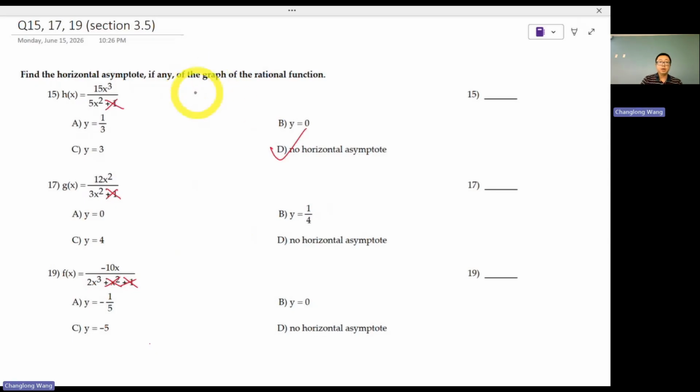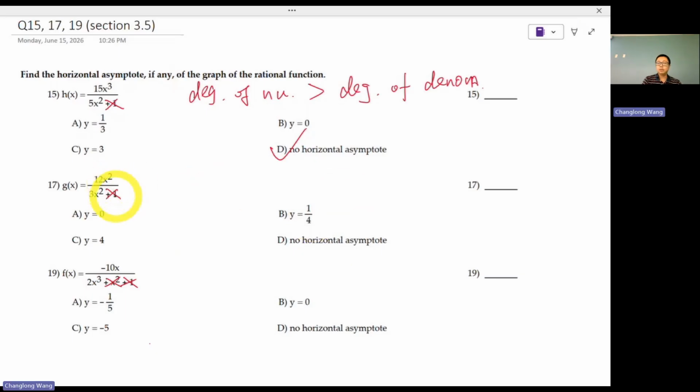So for number 15, the degree of the numerator is greater than the degree of the denominator. You get what I'm saying, right? So the degree of a numerator is greater than the degree of the denominator, right? No HA. Right? It's going to rise or fall to infinity.